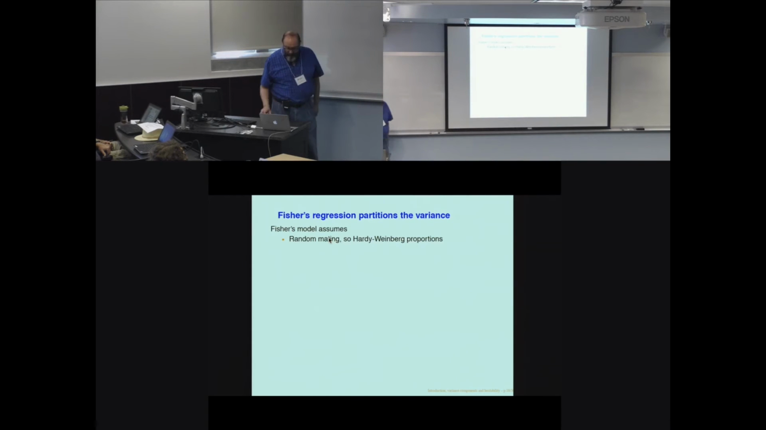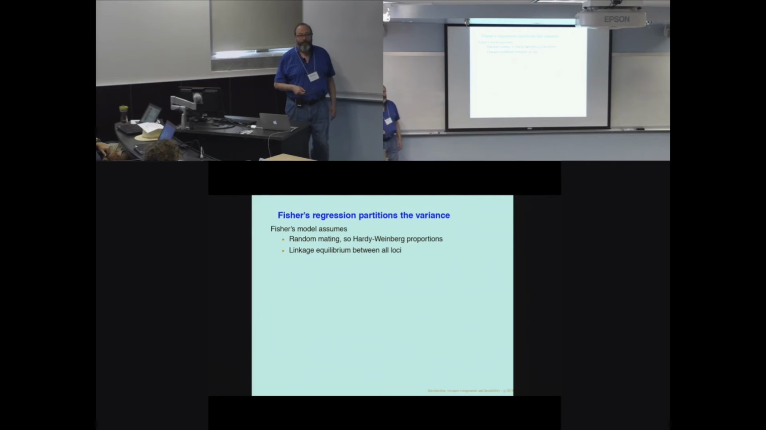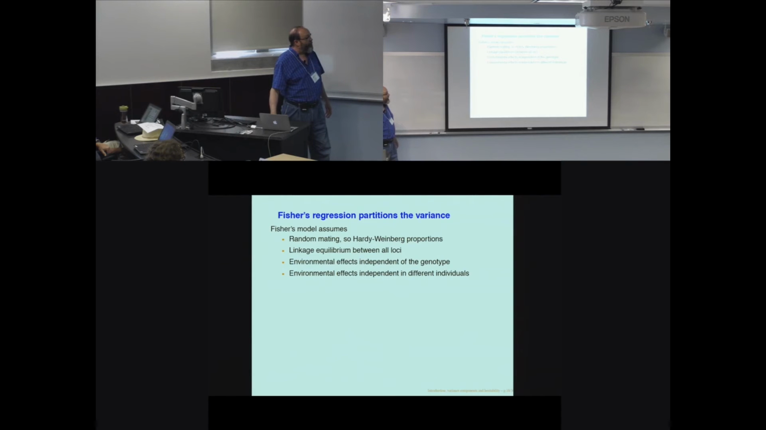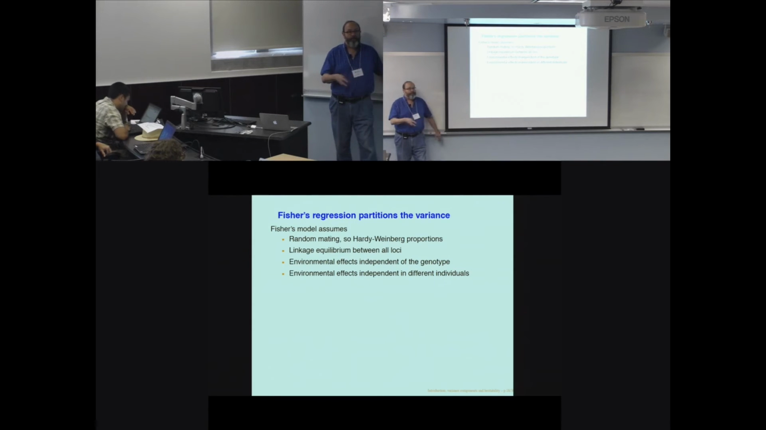Before I tell you why we're doing it, the assumptions that I've mentioned already are you're in Hardy-Weinberg proportion, so you're implicitly assuming random mating. We're going to be considering the contributions coming independently from each locus, and that implies that you have linkage equilibrium between all loci. You have no association between presence and absence of genes at different loci. The environmental effects, as I mentioned, are considered to be independent of the genotype. And we're also going to be assuming that, at least in simple naive cases, the environmental contribution is independent from individual to individual. There's no substructuring of the population.